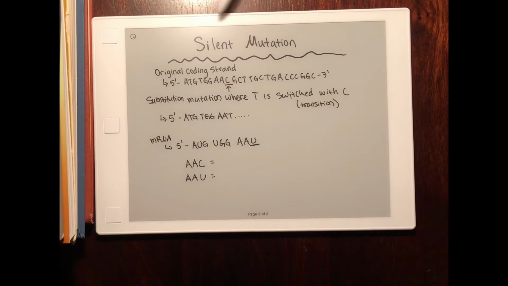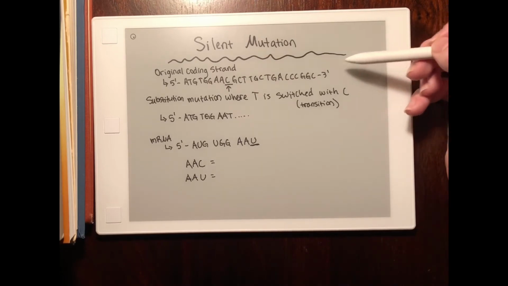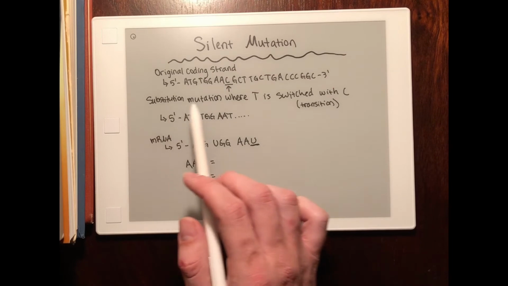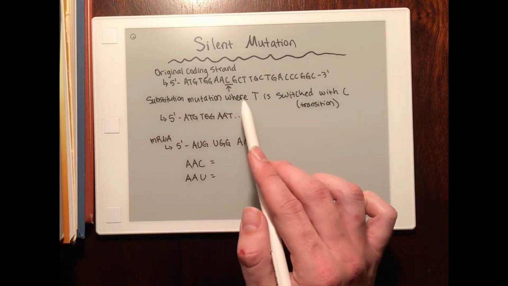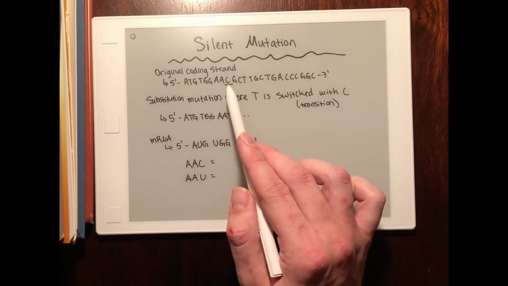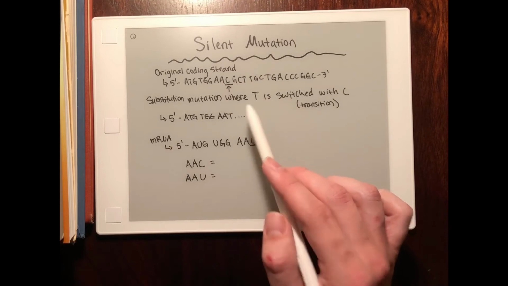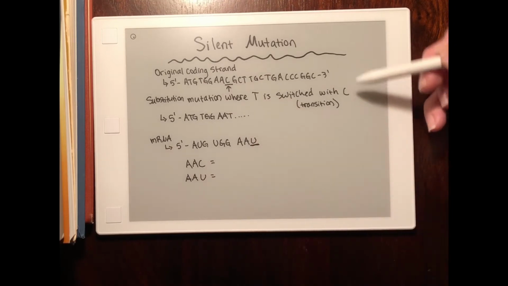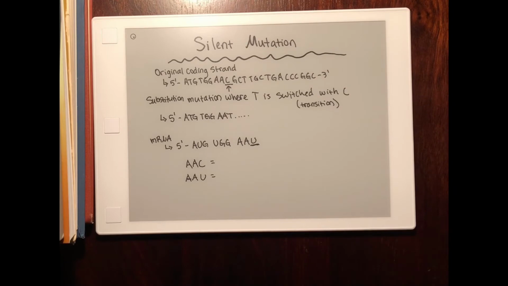Next, we will look at silent mutations. And this is where the codon will change, but it will actually end up coding for the same amino acid. So I have the original coding strand here, and in this case, a substitution mutation has occurred where this C is substituted with a T. And this is a transition mutation because these are both 2-ring pyrimidine bases.